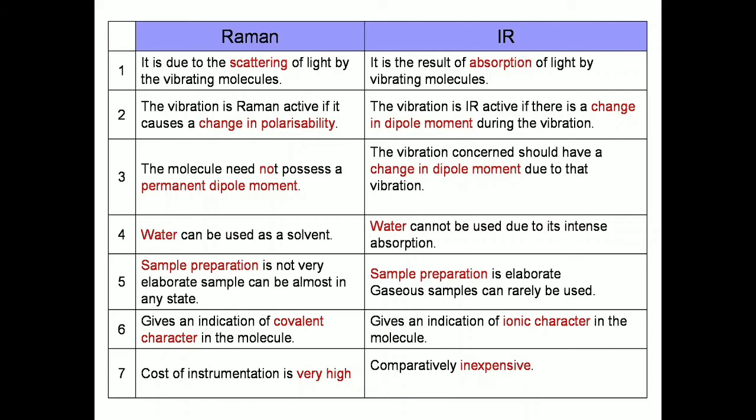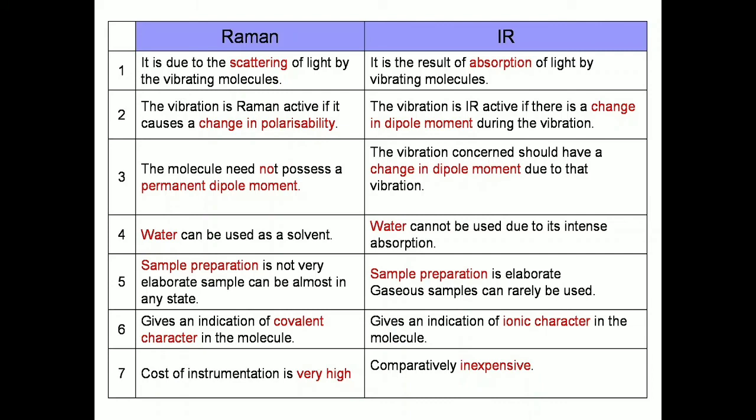Water can be used as a solvent in Raman spectroscopy, whereas it is not used as a solvent in IR spectroscopy. Sample preparation is not very elaborate in Raman spectroscopy. Sample preparation is elaborate in IR spectroscopy. Raman spectroscopy gives an indication of covalent character, while IR spectroscopy gives an indication of ionic character. Raman spectroscopy's instrumentation cost is very high, while comparatively inexpensive in IR.